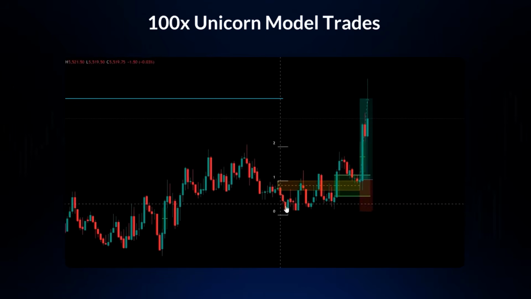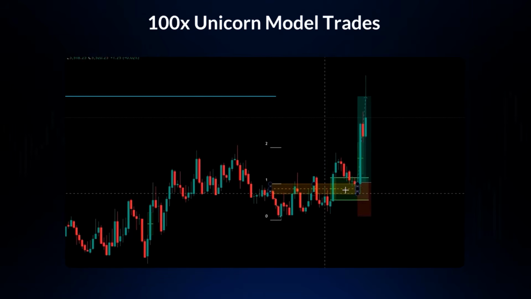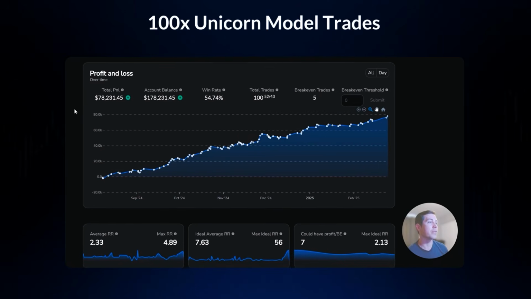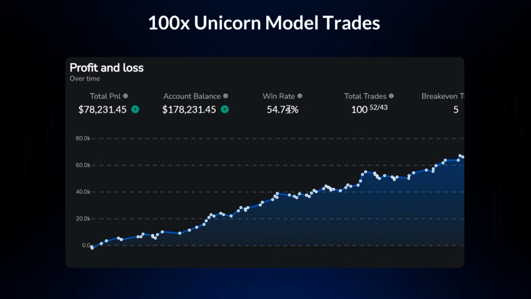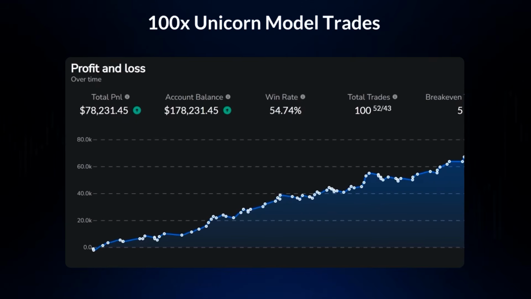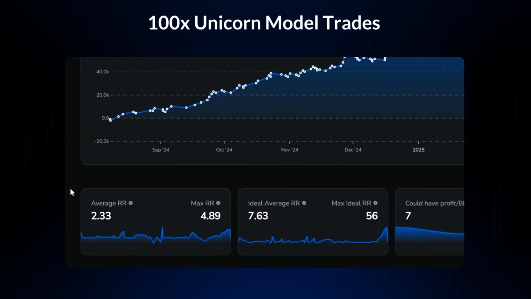So we had the draw in place. We'd had a manipulation a little bit earlier that formed the unicorn model. Nice win for this one. So I know it is a profitable model, and as you can see, just in this first run through without really a whole lot of optimizations, almost 55% win rate, 2.33 average R.